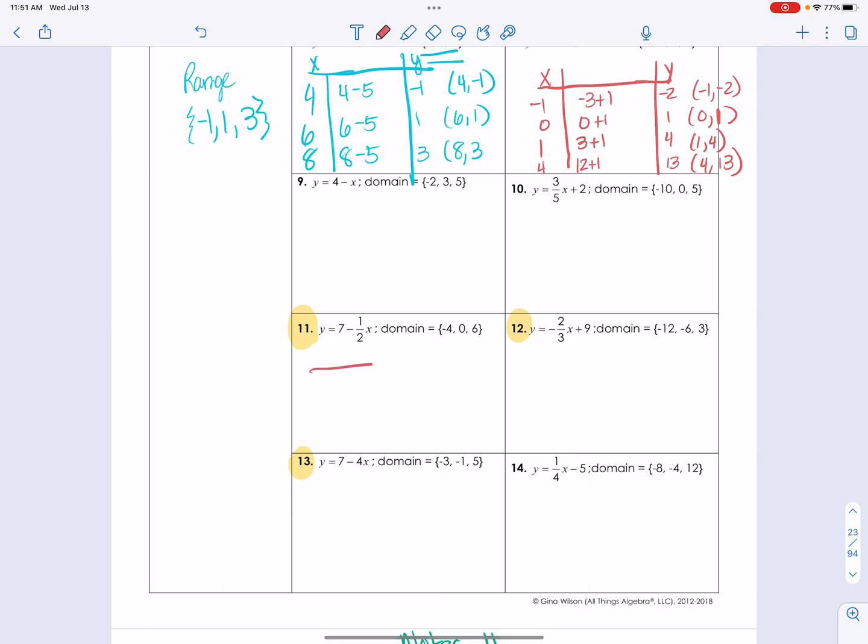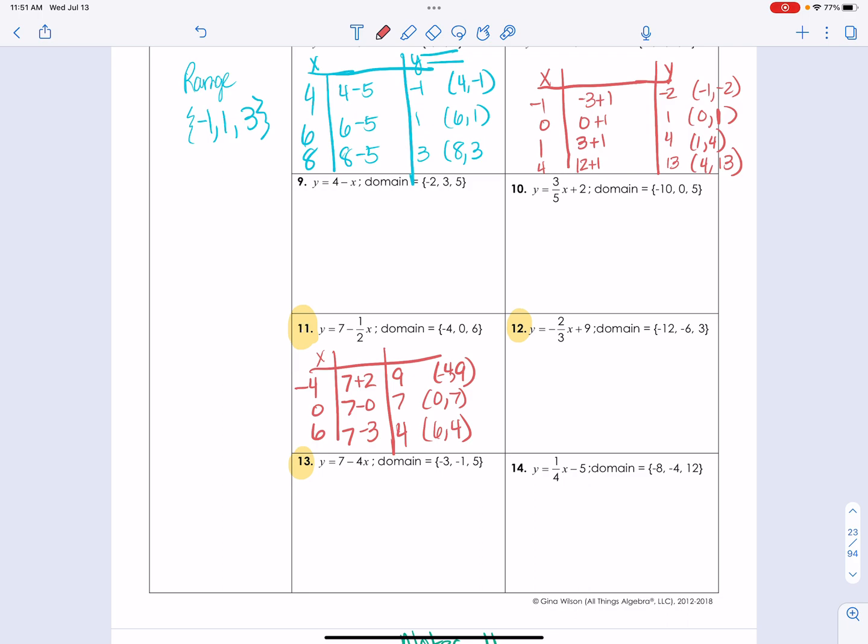All right, so if I make my little table, they want me to put in a negative 4, 0, and 6. So I would have 7. Half of a negative 4, so negative 1/2 times a negative 4, isn't that a positive 2? So now I have a point at negative 4, 9. If I put 0 in, I'd have 7 minus 0, so I have a point at 0, 7. And if I put 6 in, half of 6 is 3, so that would be 4. So I have a point at 6, 4. So those are my points.